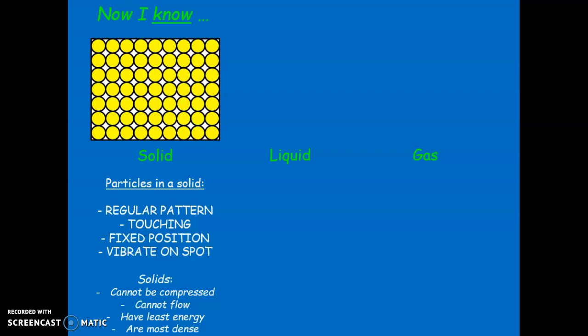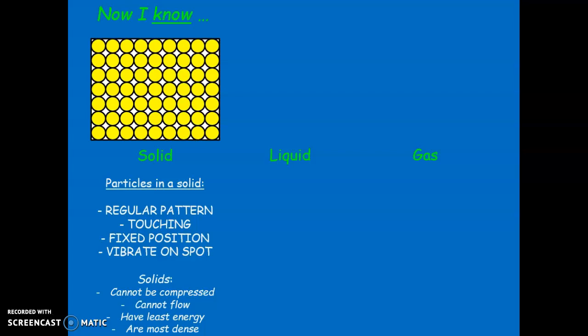Whereas someone who's really going for it, dancing around and jumping around and being absolutely crazy on the dance floor, they're using a lot of energy. So solids that can only vibrate on the spot have the least amount of energy. We also say they are the most dense. What that means is, for the same size square, solids have the most number of particles inside them. That's what density is about. And we'll spend a bit more time talking about that in the next lesson, in the next video.